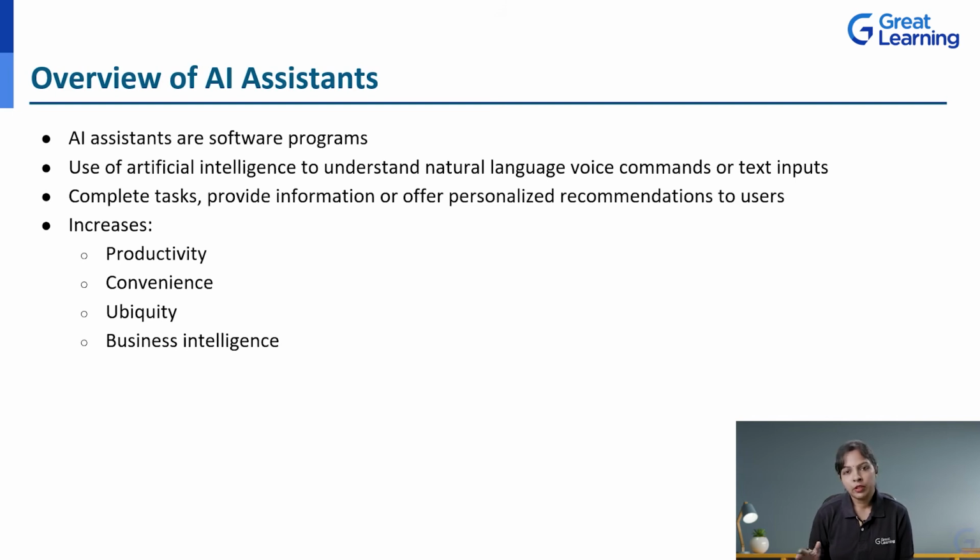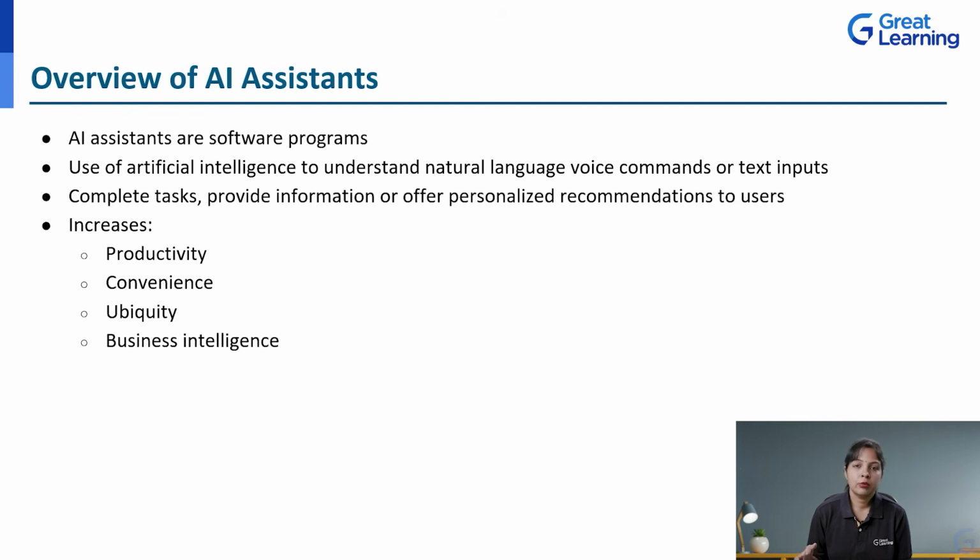Okay. Now, why are we using these? We are using them because they increase productivity, convenience, ubiquity, and business intelligence. Now, productivity, because, for example, earlier if a human took 10 minutes or 5 minutes to write a simple email, the AI tool or AI assistant is going to do it for you in just a minute, right? So hence the productivity will increase.